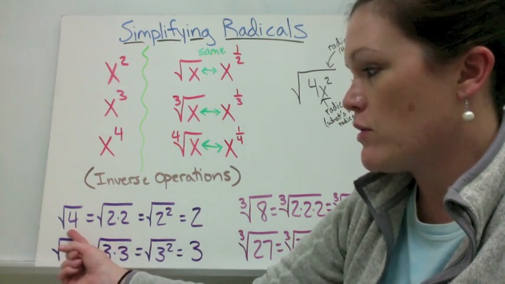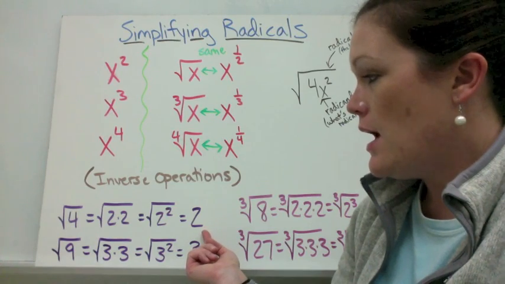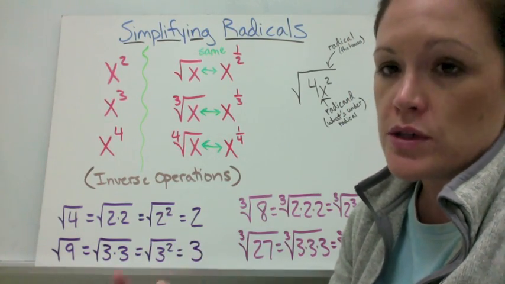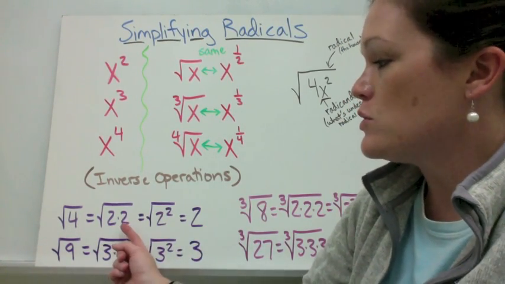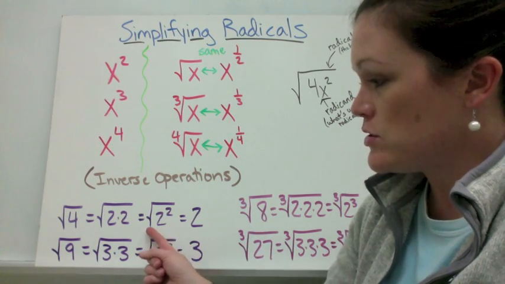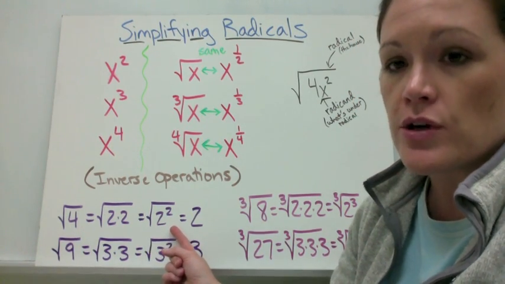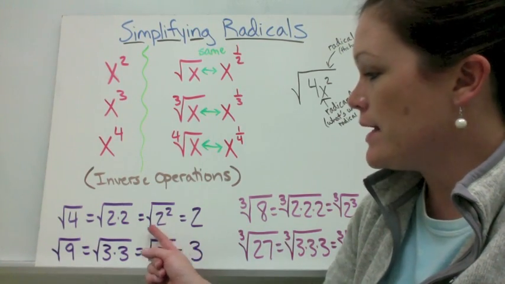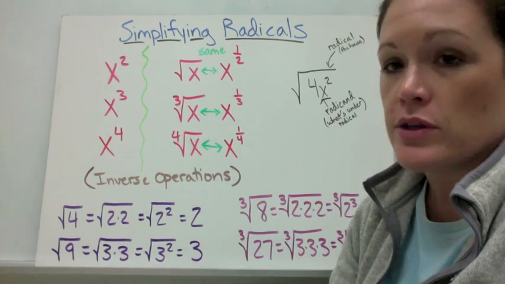So if we think about it, the square root of 4 will come out evenly as 2 for more than one reason. There's two 2's, so we could take one out. We can think of it that way. Or there's 2 squared. So the square root of something squared, those are inverse operations, so they cancel each other out and you're just left with 2.